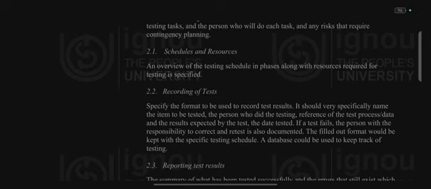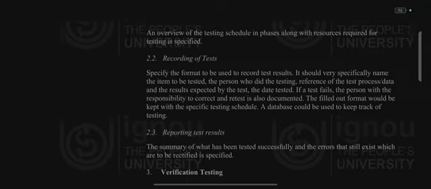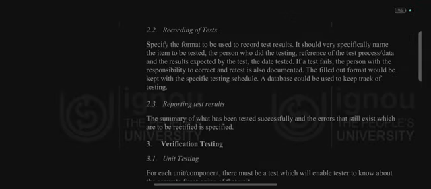Contingency planning. Schedules and resources. An overview of the testing schedule in phases along with resources required for testing is specified. Recording of tests. Specify the format to be used to record test results.